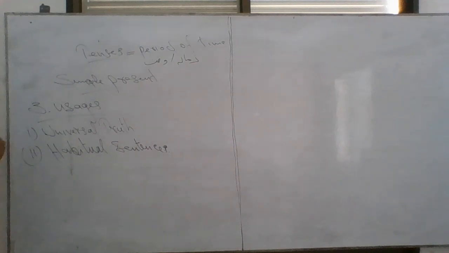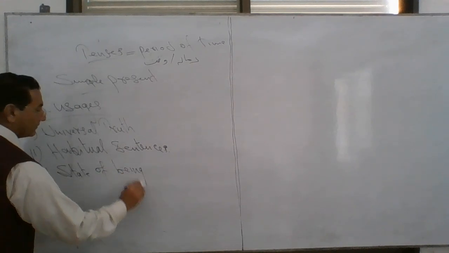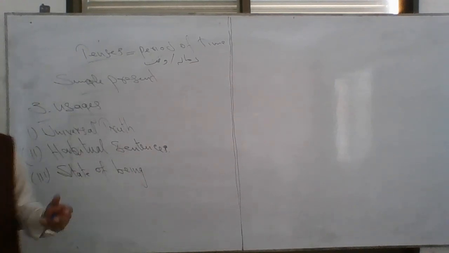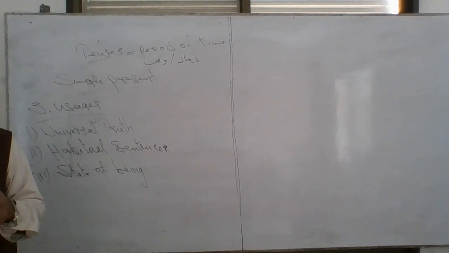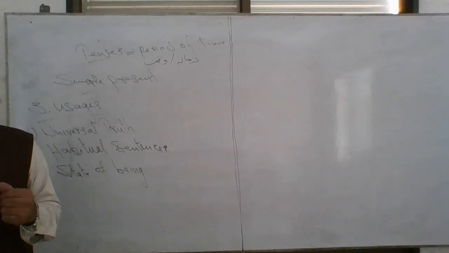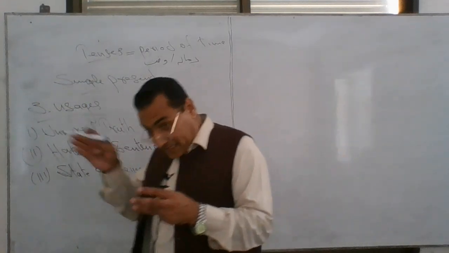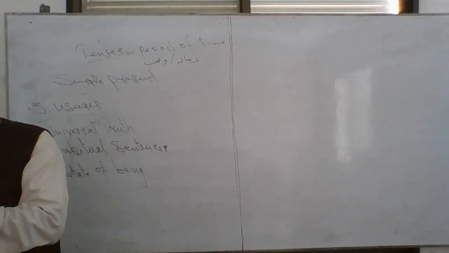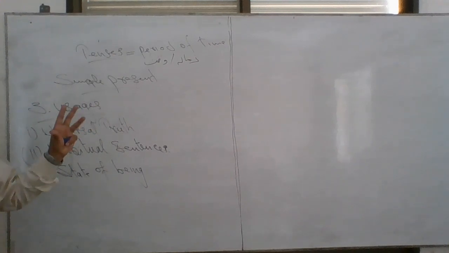Clear? Simple present tense. Now, number 1, universal truth, habitual sentences, and number 2, that is for state of being. State of being shows the existence of something. For example, if someone says, he is Aslam. Now in continuous tense, we are using SMR, but there must be an ing form. But here there is no ing form.